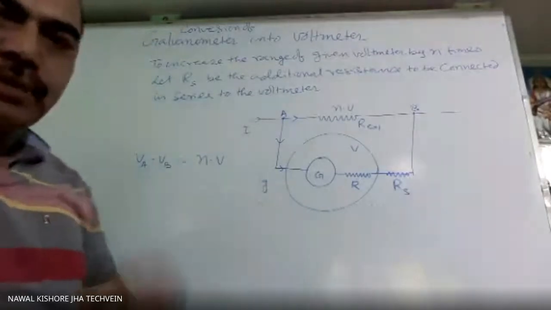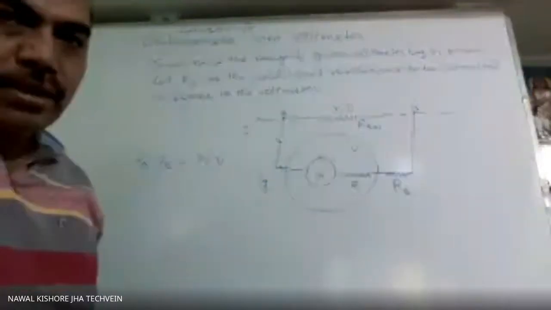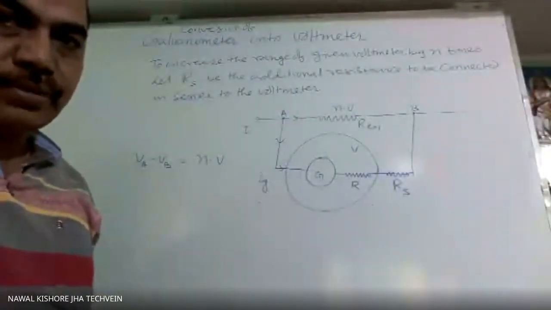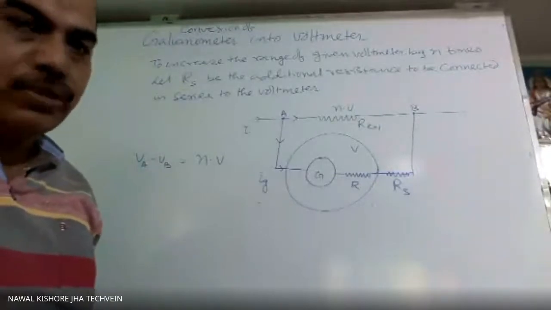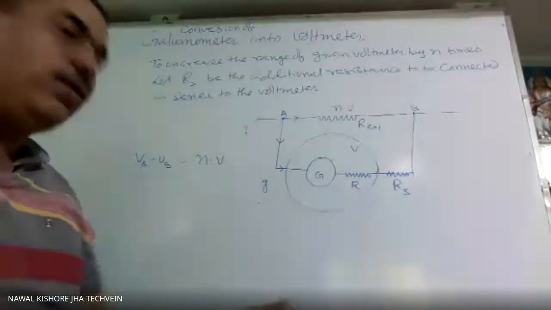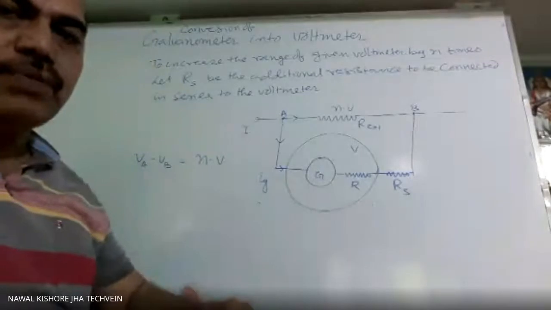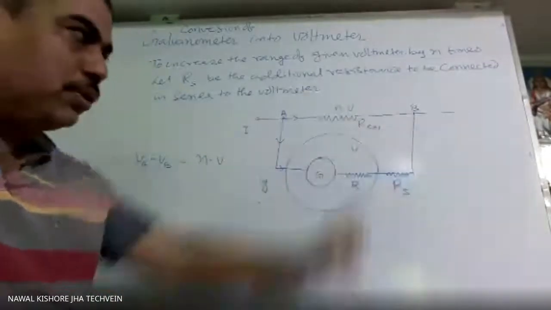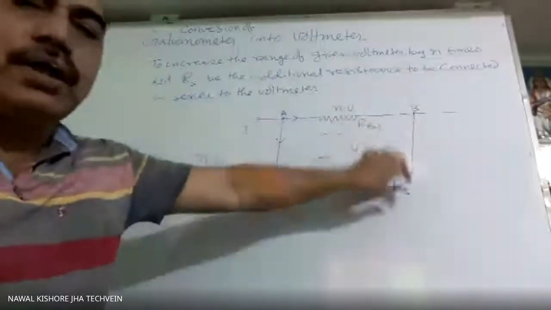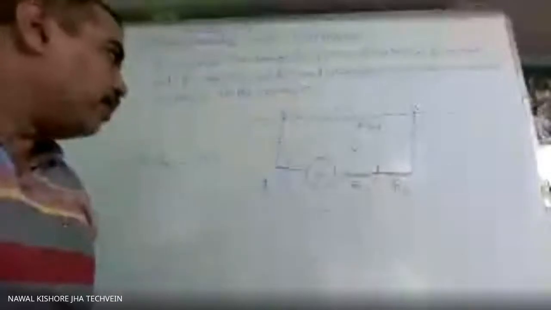Suppose in the lab you are given a voltmeter which can measure up to 2 volt, and we have to measure up to 20 volt, and we don't have any other voltmeter in the lab. Then the same voltmeter can be used to measure 20 volt. That is, we have to increase the range by 10 times. So we will connect an additional resistance. Now what will this resistance be? That we have to find.